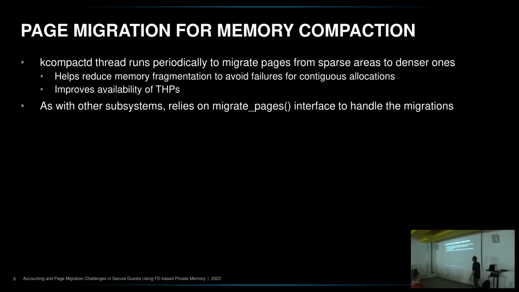So with memory compaction, there's a kcompactd kernel thread that periodically runs, and essentially it takes allocations that are scattered around the host physical address space and tries to migrate them to denser regions of memory so that we free up more of the host physical address space for larger allocations for things like DMA buffers and transparent huge pages. And one of the common interfaces that memory migration users will use is the migrate_pages interface.